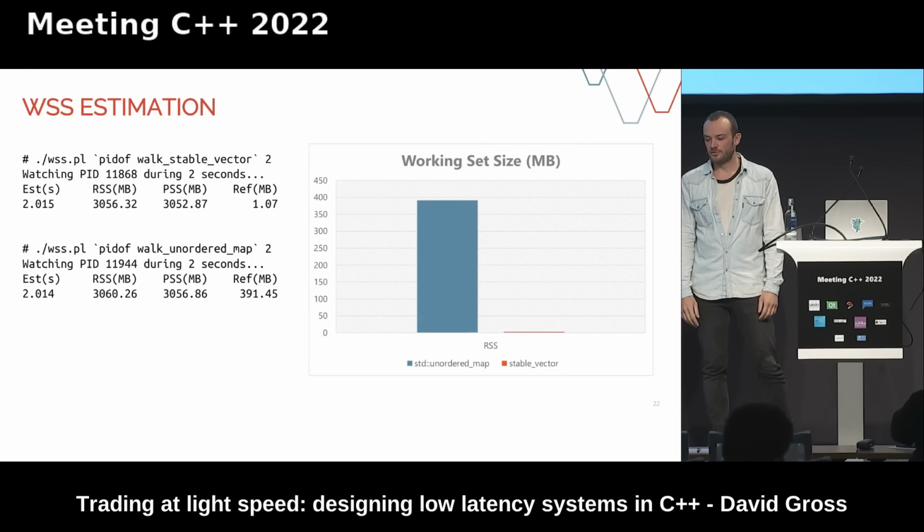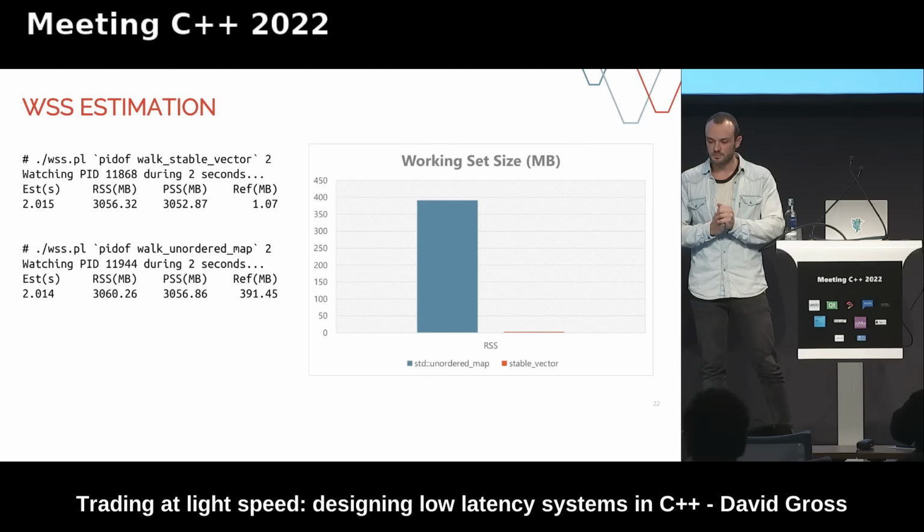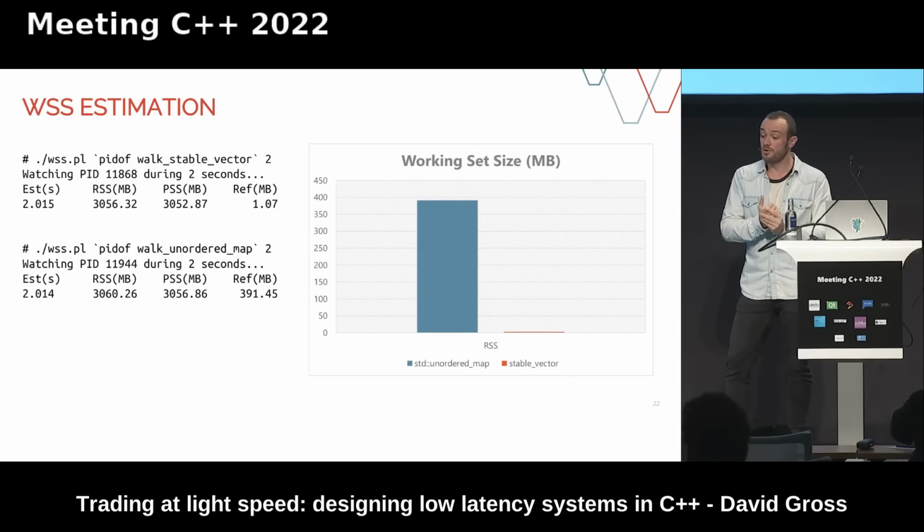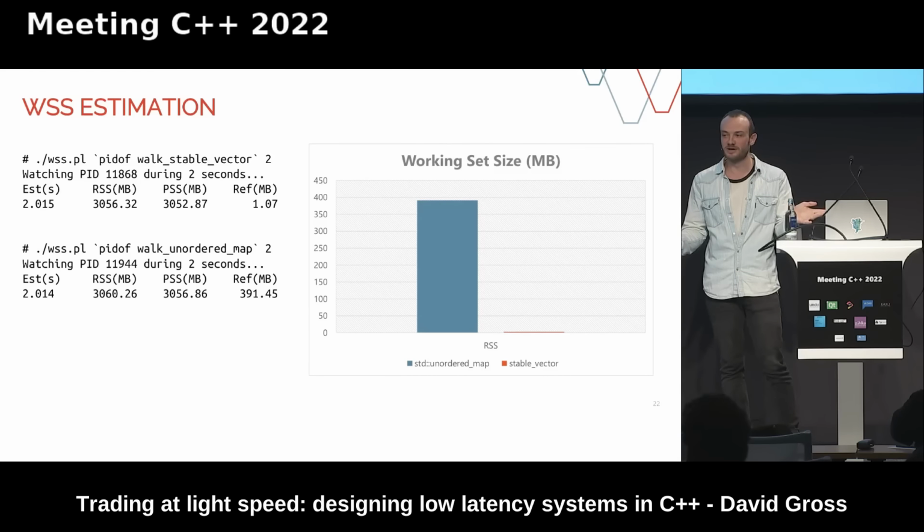megabyte for the stable vector. So we have 100,000 int32, so 400,000 bytes. And then we have 400 megabytes of another map of WSS. So you might say, okay, this tool is just not working. This is just absolutely not the truth. Why would we look at that?